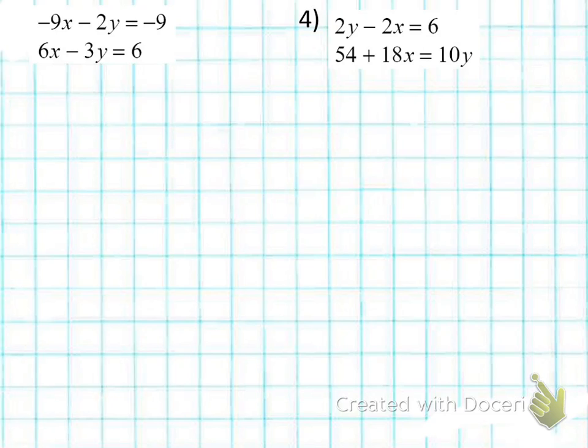So let's focus on the x's. Can we multiply 9 with anything to get 6? No. Can we multiply 6 with anything to get 9? No. Okay. Can we multiply the 2 with anything to get 3? No. What about 3 with anything to get 2? No. So we need to figure out a common coefficient, okay?